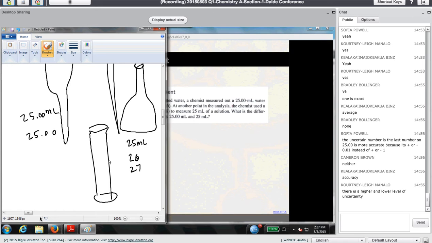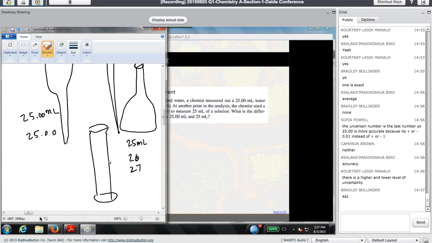All right, there's higher and lower uncertainty. I totally agree with you. I'm going to skip this precision and accuracy thing because I think it's a very important conversation to have, but I think it's a conversation you folks can have later. All right, significant figures and calculations.